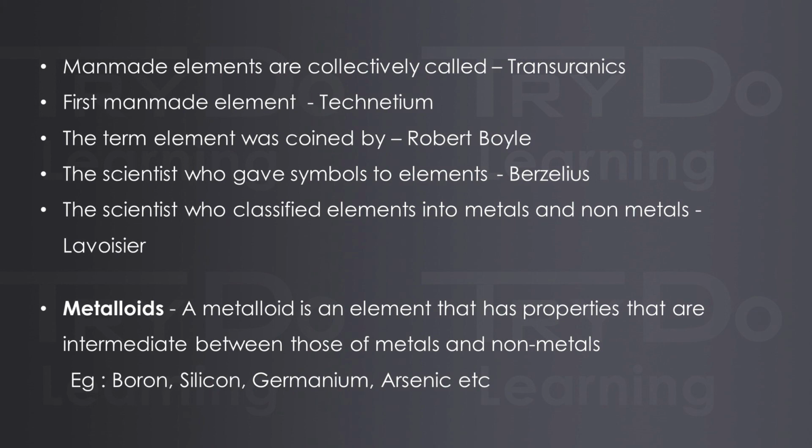Usually, we classify elements as metals and nonmetals according to their tendency to lose or gain electrons. But there is another group of elements called metalloids. A metalloid is an element that has properties that are intermediate between those of metals and nonmetals. So it may exhibit both the properties of metals and nonmetals. Examples of metalloids are boron, silicon, germanium, arsenic, etc.